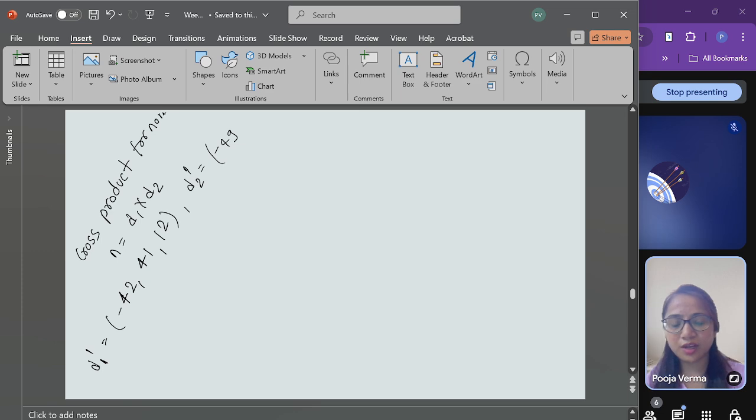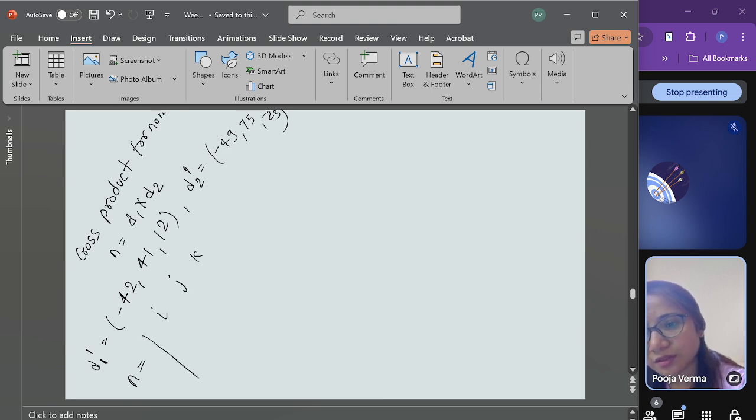I think such a lengthy question should not come in the exam, but in any case, if it comes, you should know how to solve it. So the d2 values are minus 49, 75 and minus 23. So how can we find the cross product of d1 and d2? We already know that. We can find it by this: minus 42, 41 and 12, with minus 49, 75, minus 23.